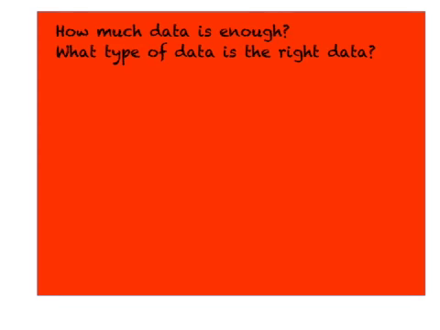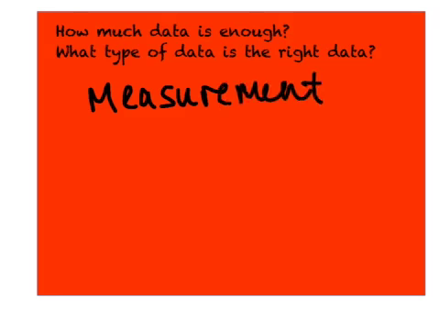All right, next we have a couple questions about data. How much data is enough, and what type of data is the right data? First of all, when we measure data, that's one of the things we're going to actually talk a lot about, is measurement. Measurement with a meter stick or measurement with a stopwatch, and we'll spend a good chunk of time making measurements. It's really important. When we make measurements, we want to make sure that we have enough measurements to get an accurate data set. And so one of the things we want to talk about is sample size.